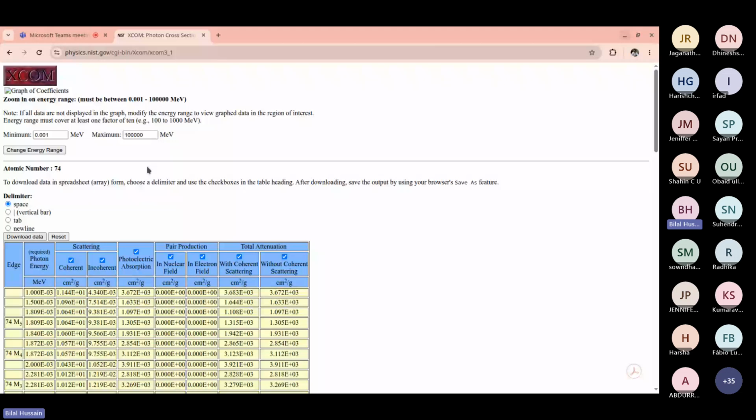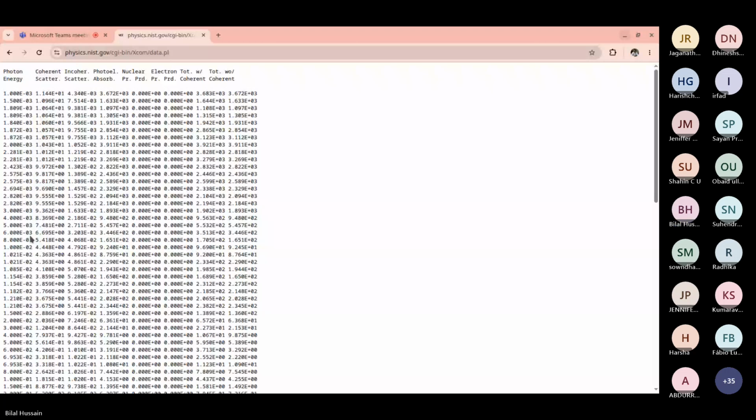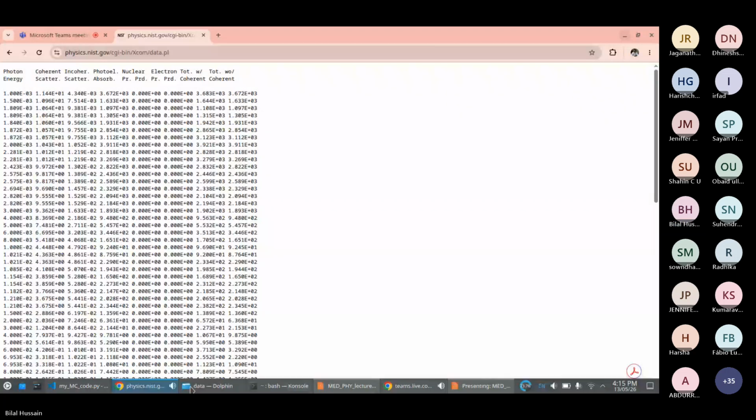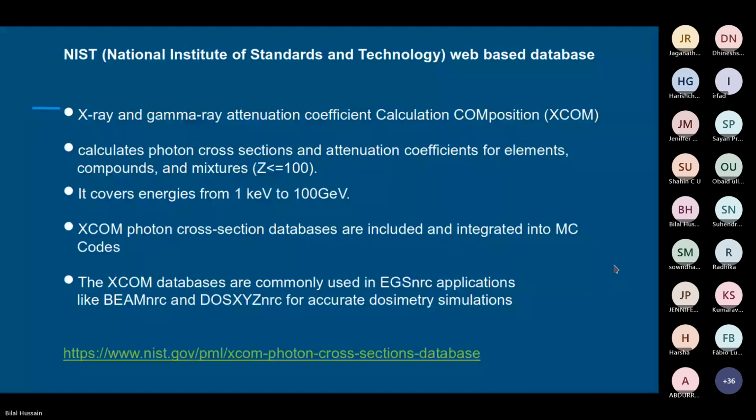Now you can download the data. If I download the data, it is given as a text file. This text file can be saved. This is how we have to use the XCOM file. Now this is what the NIST data XCOM is.